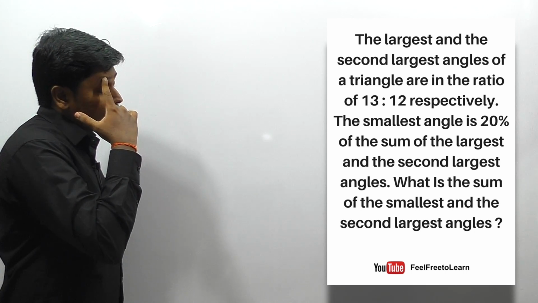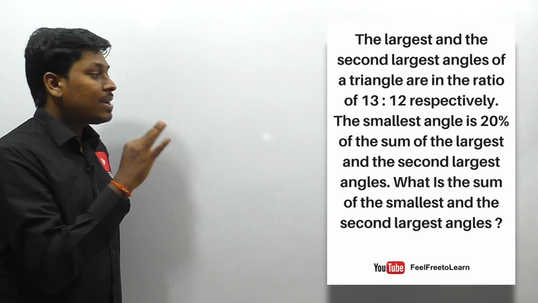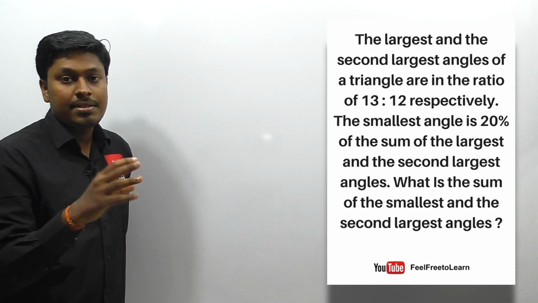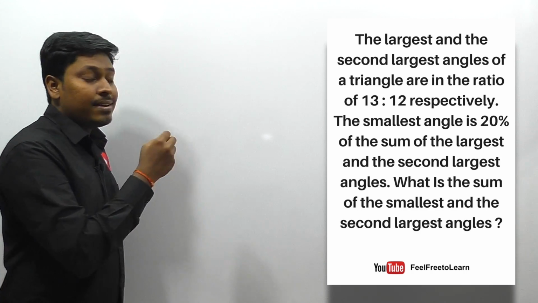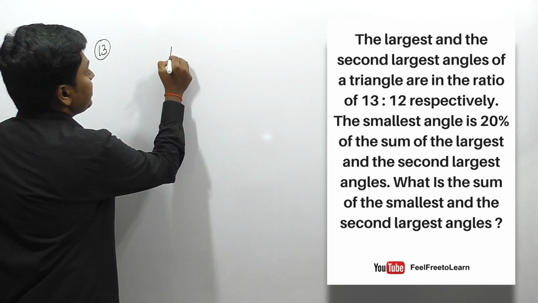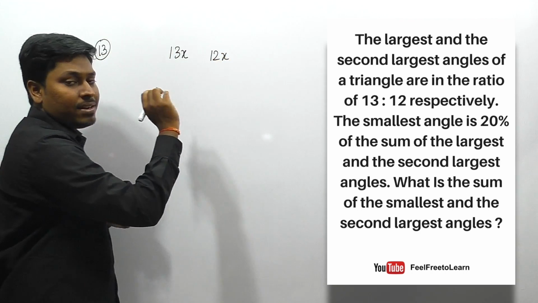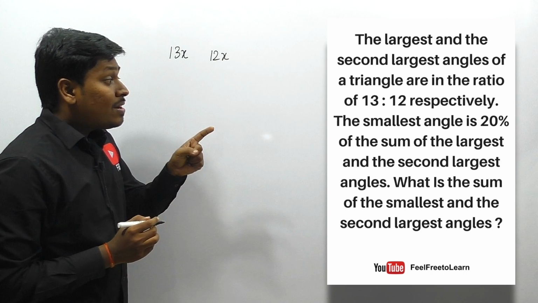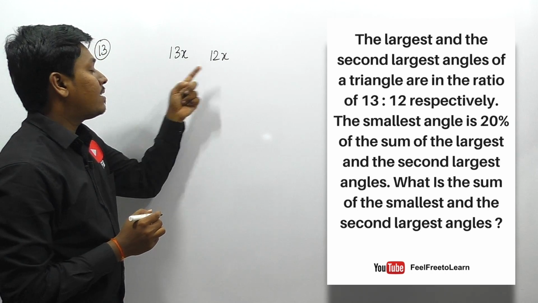So friends, listen carefully. The complete question is based on a triangle, right? A triangle has 3 angles, and the sum of the 3 angles is equal to 180 degrees. They have given that the largest and the second largest angles are in the ratio 13:12. So we can definitely say that the largest angle will be 13x and the second largest angle of the triangle will be 12x, right?